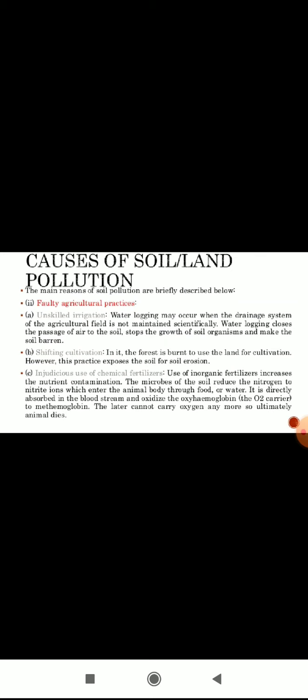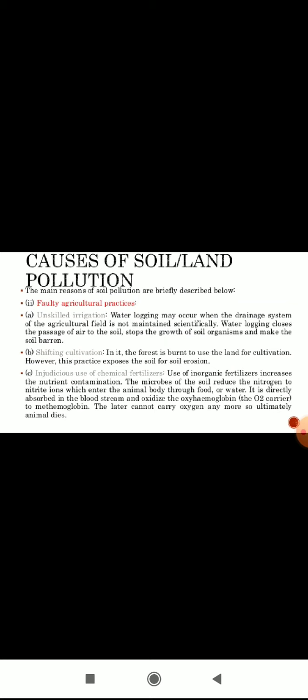The second reason is faulty agriculture. Unskilled irrigation: waterlogging may occur when the drainage system of the agriculture field is not maintained scientifically. Waterlogging closes the passage of air to the soil, stops the growth of soil organisms and makes the soil barren. Shifting cultivation: in it, the forest is burned to use the land for cultivation. However, this practice exposes the soil to soil erosion.